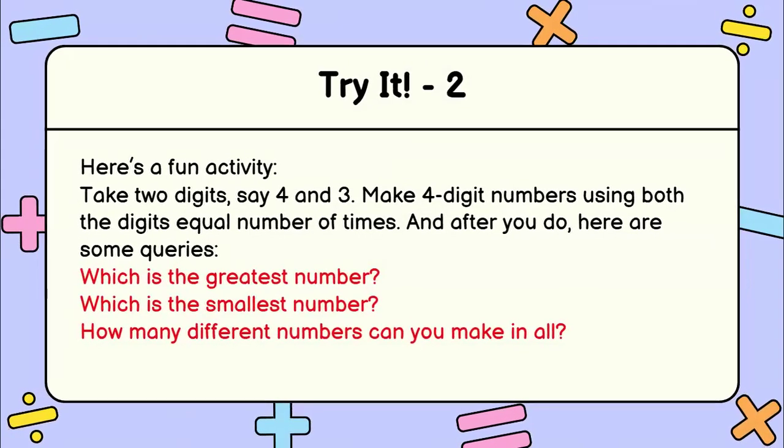So here's a fun activity. Take two digits, 4 and 3. Make 4-digit numbers using both the digits an equal number of times. And after you do, here are some questions. Which is the greatest number? Which is the smallest number? And how many different numbers can you make in all? Pause the video, take your time, solve it, and come back.